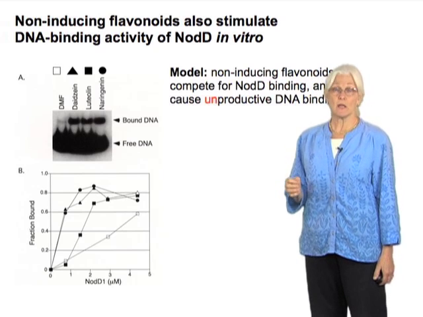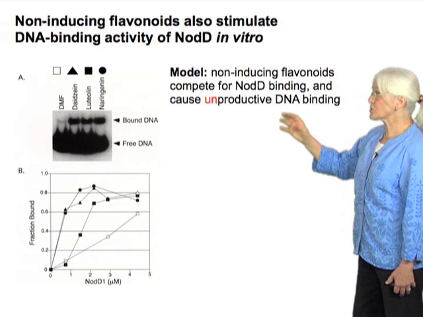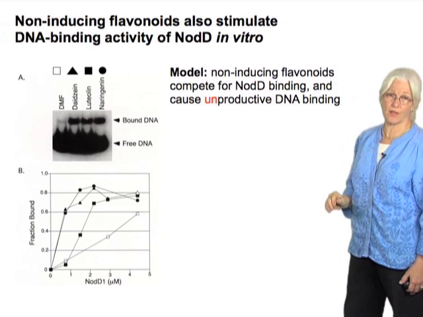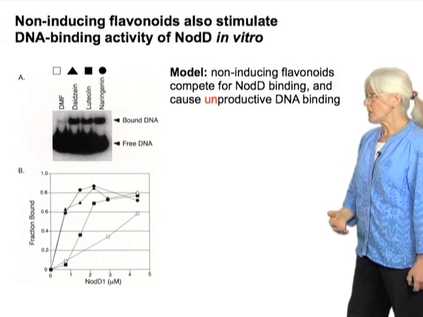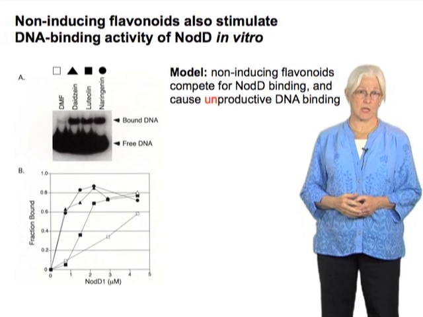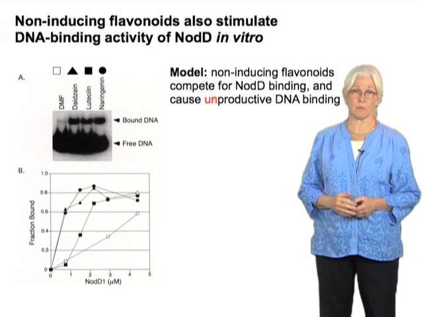And in fact, the flavonoids that do not work in vivo may actually bind to NodD and inhibit the ability of the correct flavonoid to induce, by causing unproductive DNA binding. So DNA binding does not explain the specificity of NodD for the flavonoid inducers that come from different plants.